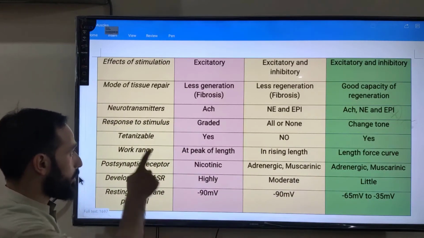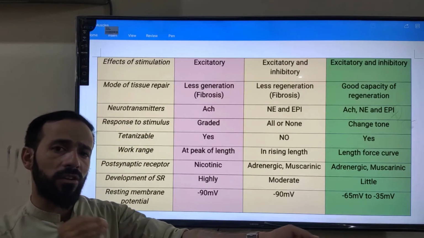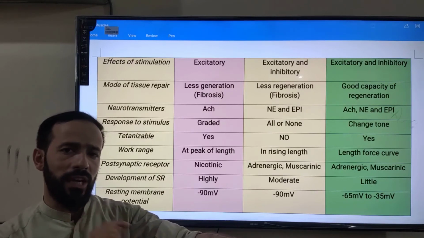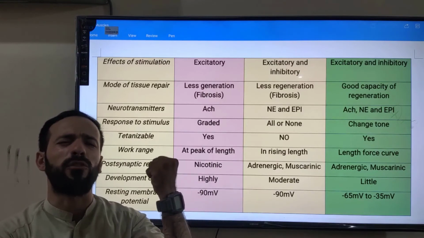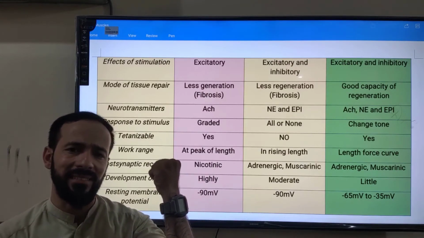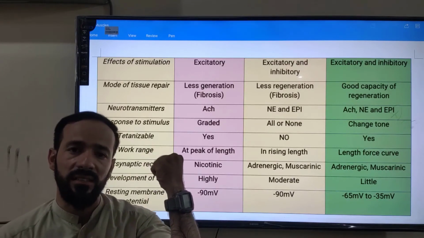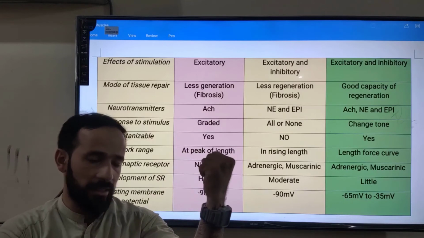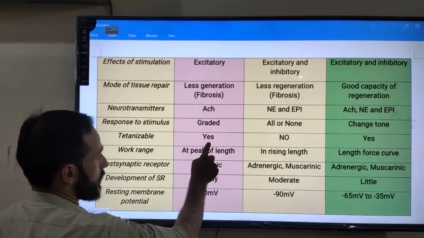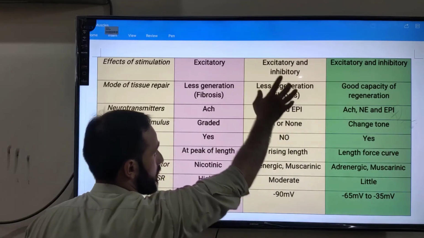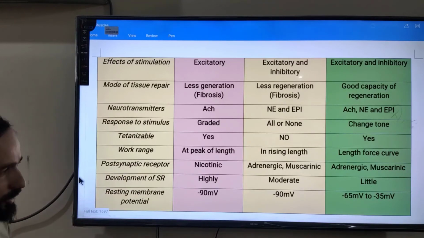Right? What does it mean by tetanizable? You know, tetanus disease. In the tetanus disease, there are lots of motor impulses. Due to that, the muscle will show a long period of contraction, so the muscle will remain like this. Due to the frequent stimulation, the muscle will remain like this. Right? It will not relax. So this is called tetanus. Right? So skeletal muscles are tetanizable and smooth muscles are tetanizable. Cardiac muscles are not tetanizable.